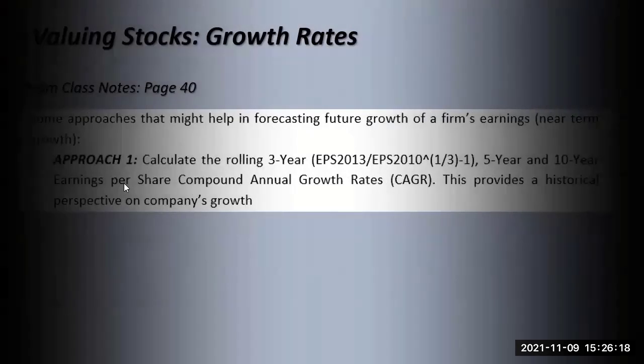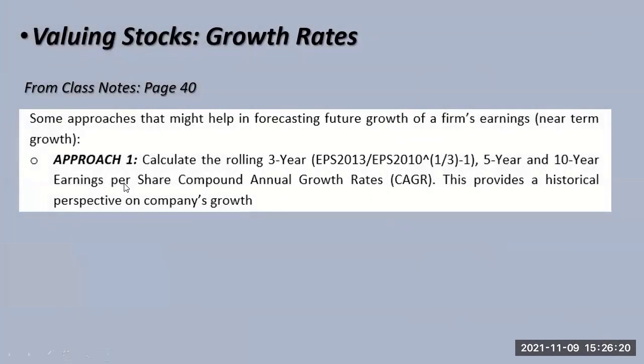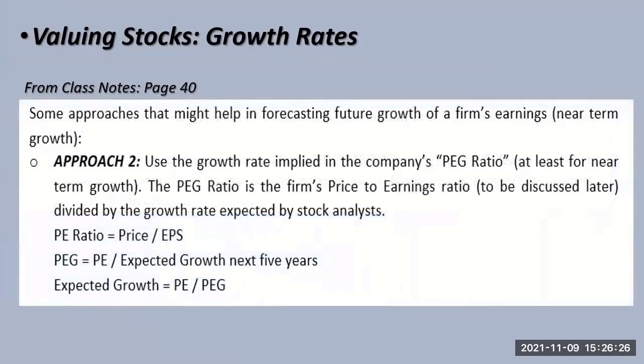All right, so that's one approach. Look at recent growth, easy to get, and just see what's going on with this firm. Another thing you can do is what we call the PEG ratio. This is the easiest one. I think it's the most suspect one, because it's not your assumption, it's the market's assumption. Your boss is not hiring you to tell what the market's assuming. Your boss wants to know what you assume, but it will tell you at least what the market's assuming.